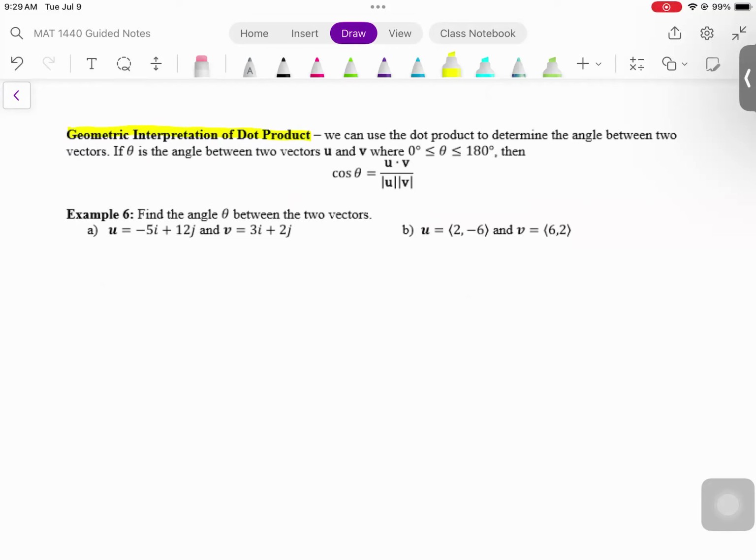So let's use the dot product to find the angle theta between our two vectors. We're also going to be using the magnitude. Vector u is -5i plus 12j. I'm going to rewrite this in component form just because for me it's a little bit easier to work with. So u is the vector -5, 12. And vector v is 3i plus 2j, or in component form, v is the vector 3, 2.